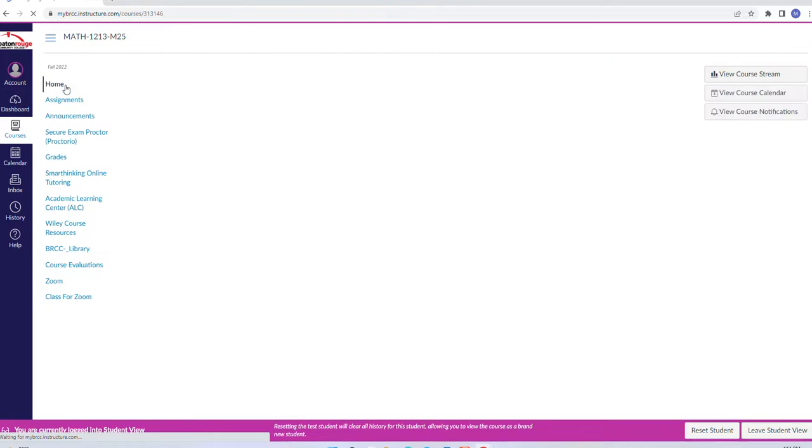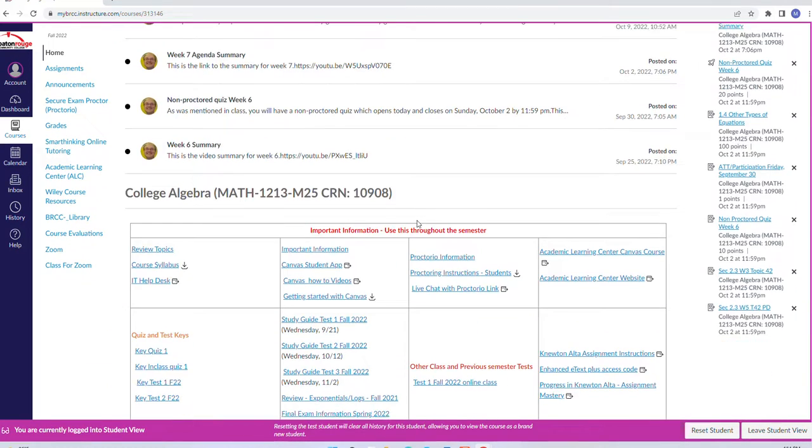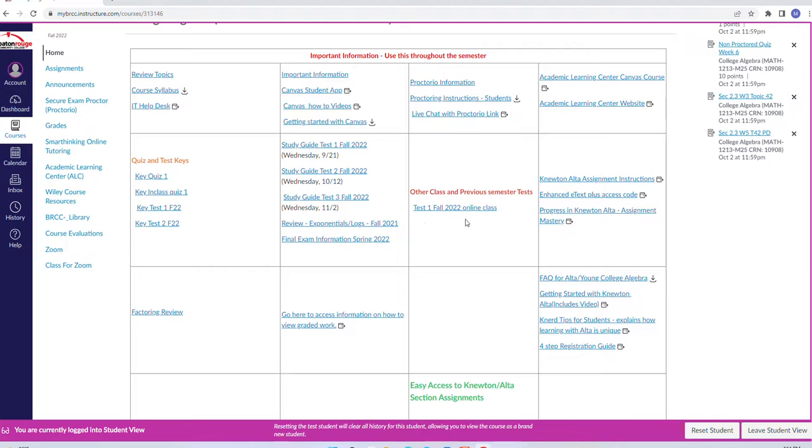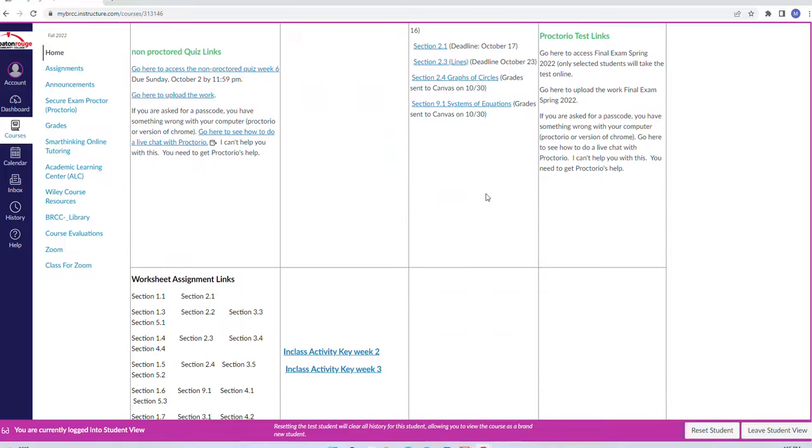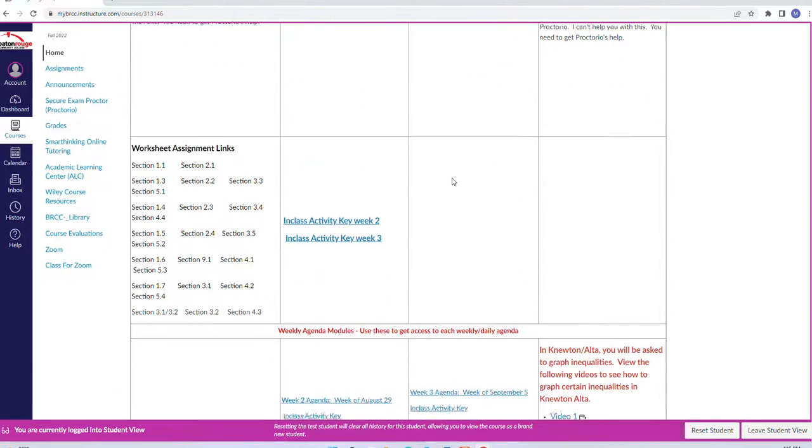Let me just quickly go back to the home page to make sure there's nothing else. Let's see. Don't forget about your study guide. That is important. You have your test number 3 on November 2nd. So make sure you're continuing working on these. Yep, I think that's it. And your new and alter assignments.